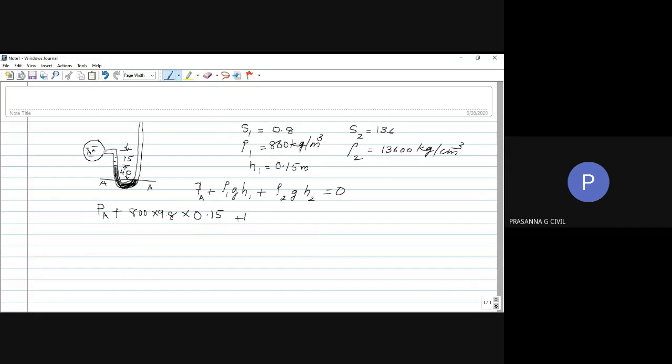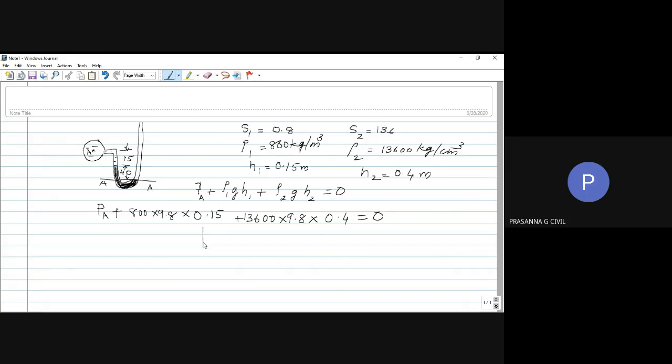Plus 13600. This is density into 9.8 for mercury, the manometric fluid in this case, into the height of the mercury column here, which is 40 centimeters. So I will write it as H2, 40 as 0.4 meters. So I will multiply by 0.4 and I'll equate this to 0.